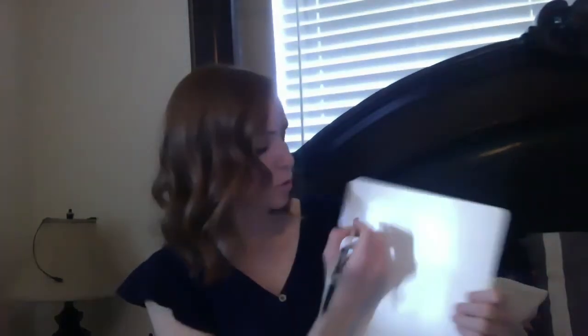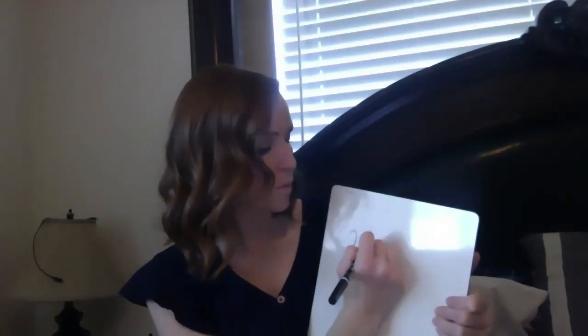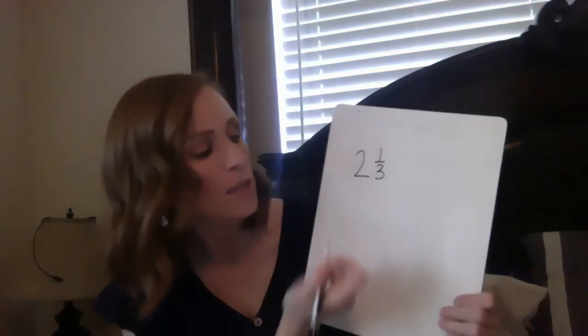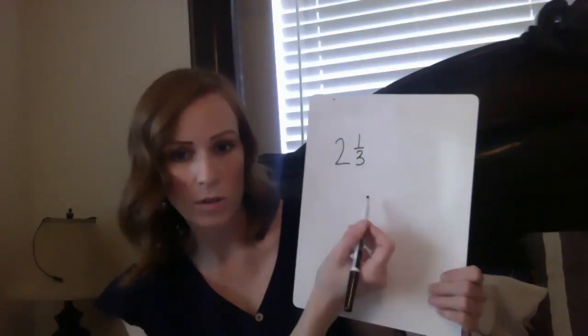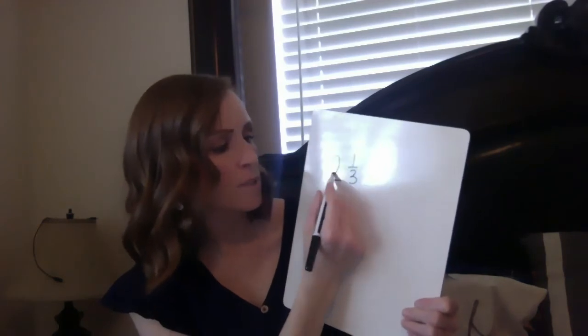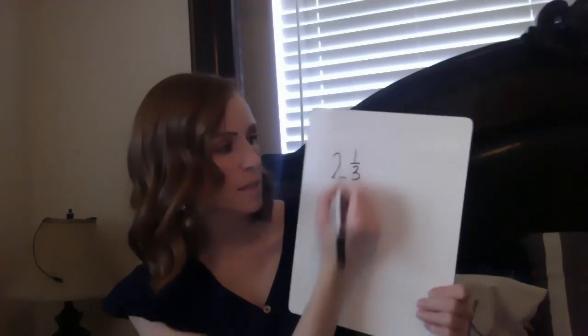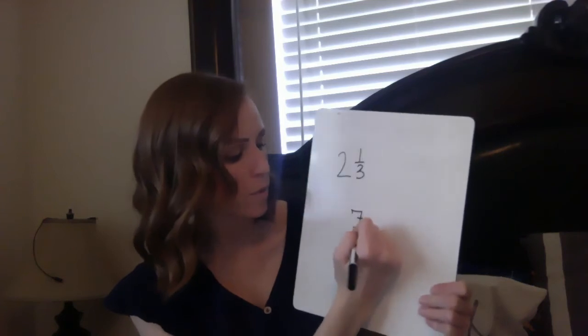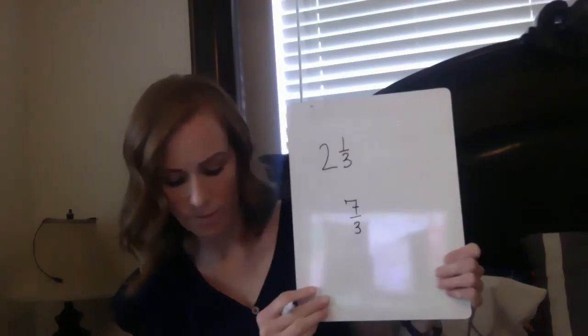So let's try another one and see if we can figure that out. And if you need to draw pictures, that is absolutely fine. So we have 2 1/3. We want to change this into an improper fraction. So I can either draw 3 circles divided into thirds to figure out and count how much that is, or I can say 3 times 2 is 6, 6 plus 1 is 7, so that equals 7/3. All right, this is kind of fun.